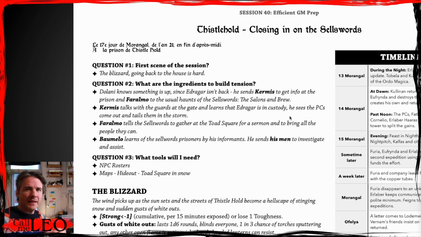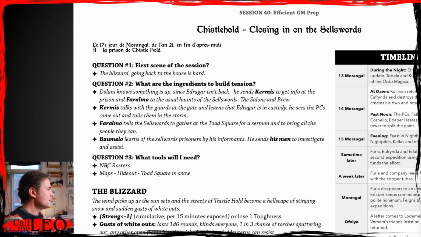During the day, Edragar was supposed to come back in the morning. So by noon, Dolani starts wondering what's going on, and he sends his Faralmo and Kermis out. And he says, okay, we need to act. Bomelo learns of the sellswords from his informants. He sends his men to investigate and assist. So everybody's sort of aware of what's going on.